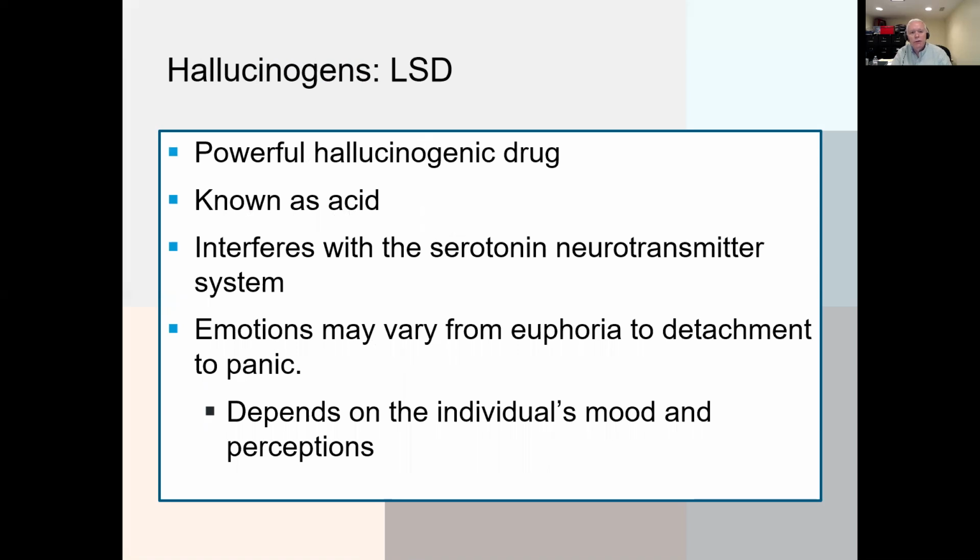A common hallucinogen is LSD, which is produced in the laboratory, also called acid, and it seems to interfere with serotonin neurotransmitter functioning, and a person can experience a wide array of emotions under the influence of LSD, all the way from euphoria to detachment and even panic. And it seems to depend in part on what the person's mood and perceptions were before they actually took the drug. Back in the 60s, people were exploring the possible use of LSD to enhance the effects of psychotherapy. And lab researchers were actually giving the drug to each other and observing what effect it had.